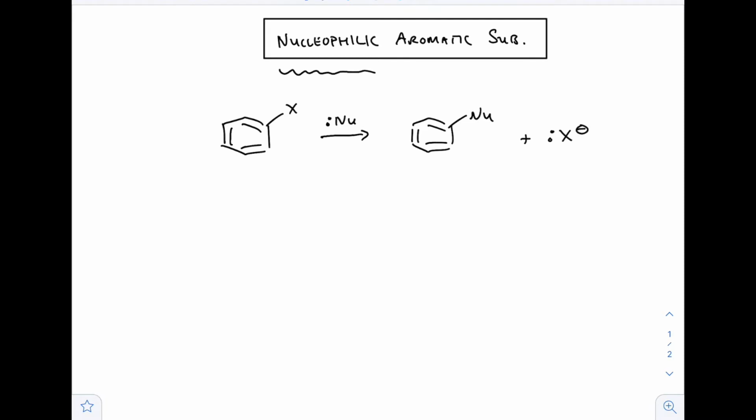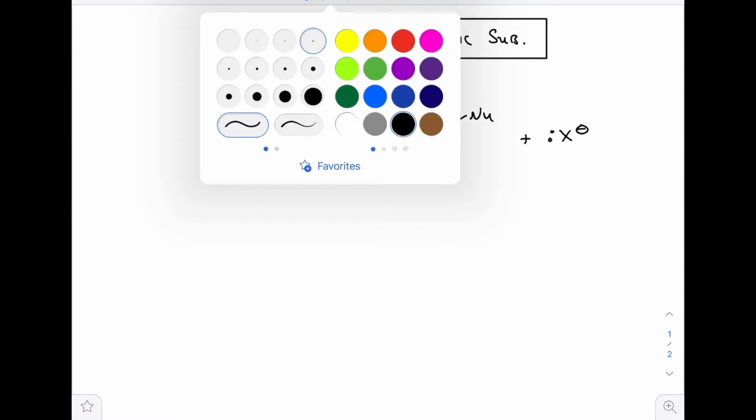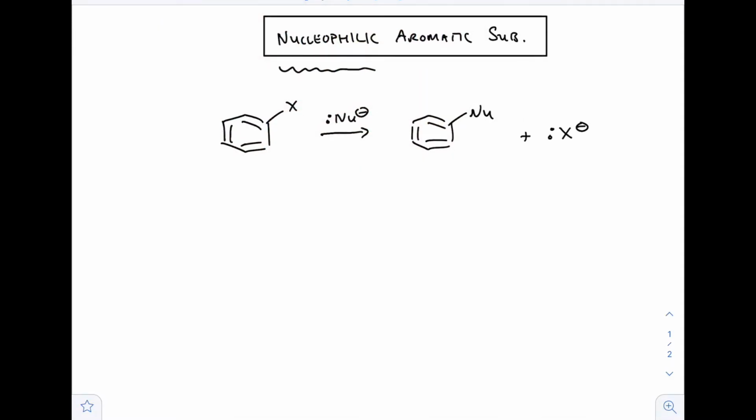We've got an aryl halide, sorry, and a nucleophile, and then we substitute that halide with a nucleophile. Okay, that's nucleophilic aromatic substitution as opposed to the electrophilic aromatic substitution. Now it works out. I'm going to call it NAS just because I want to sound cool.